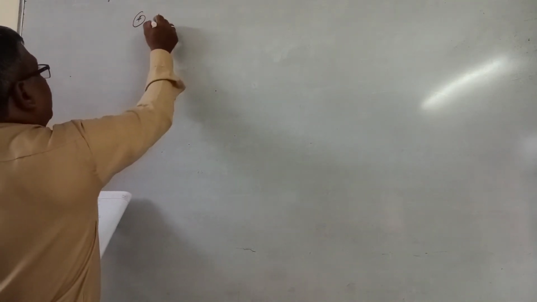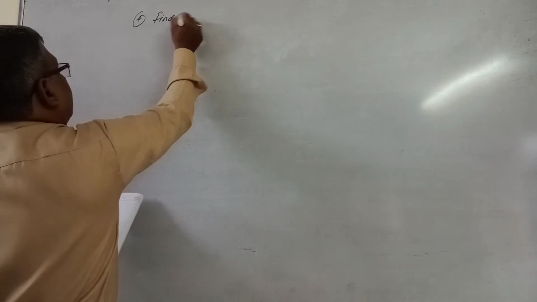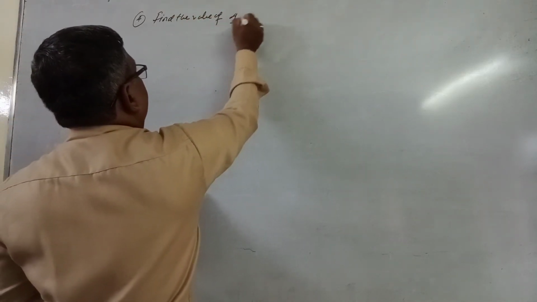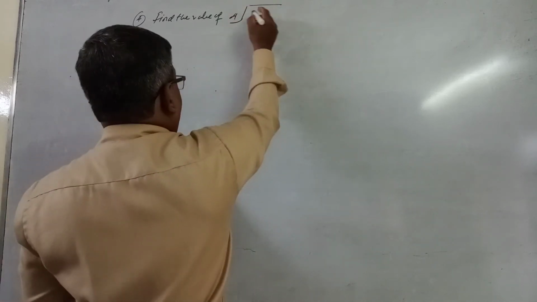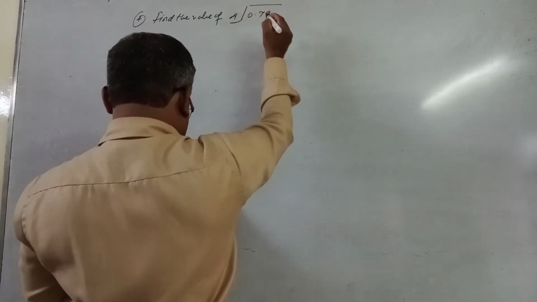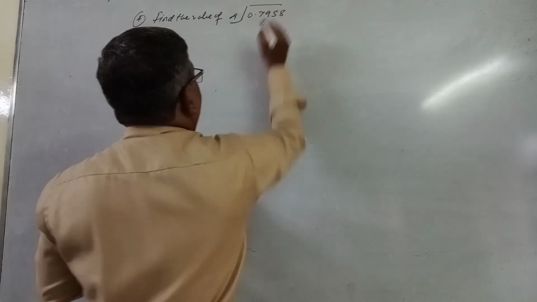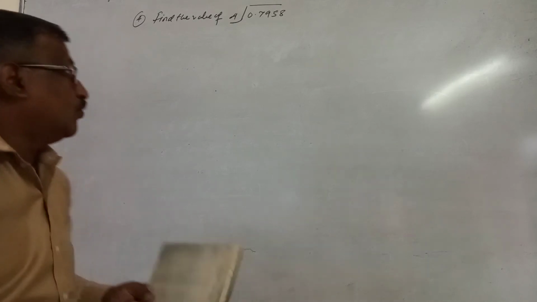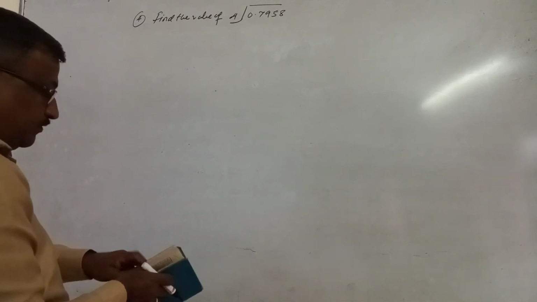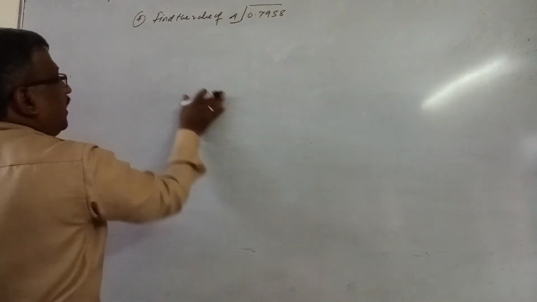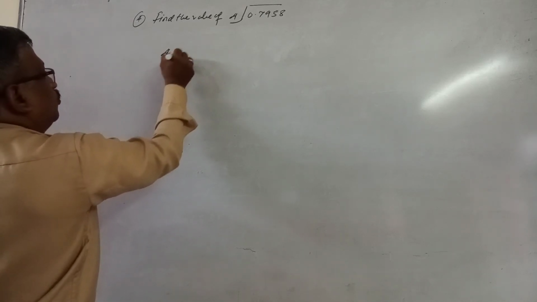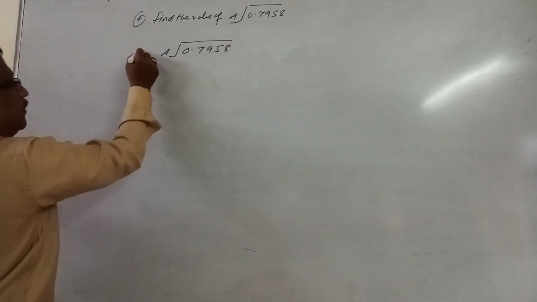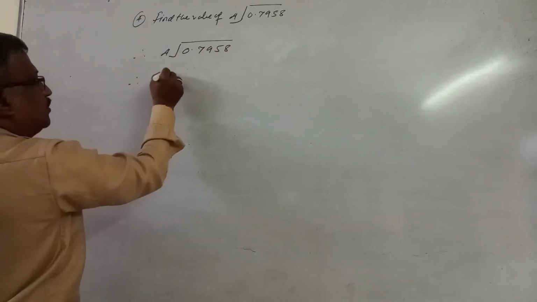Question number is 4. Find the value of the fourth root of 0.7958. Yeah. So you have to find out the value of the fourth root of 0.7958. So again I will rewrite the problem here. It is the fourth root of 0.7958.